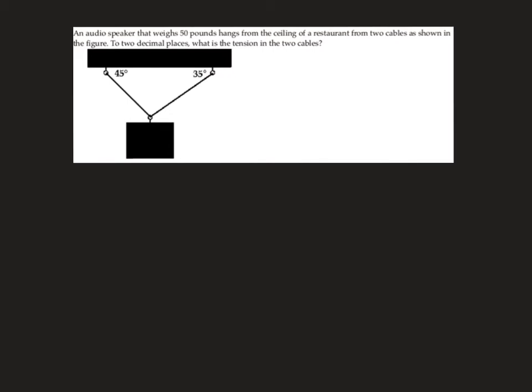All right, so we've got an audio speaker that weighs 50 pounds and hangs from the ceiling of a restaurant from 2 cables as shown in the figure. To 2 decimal places, what is the tension of the 2 cables? So this is, honest to goodness, basically what we just did. It's just a little more involved because instead of 2 force vectors, you've got 3.